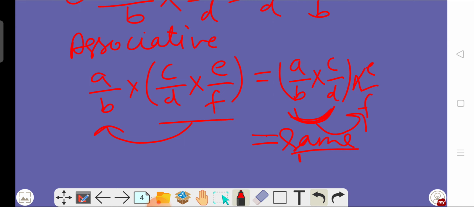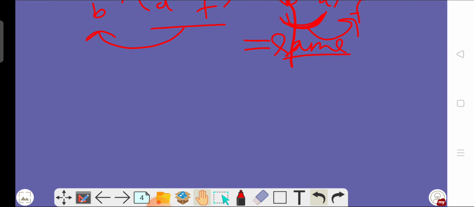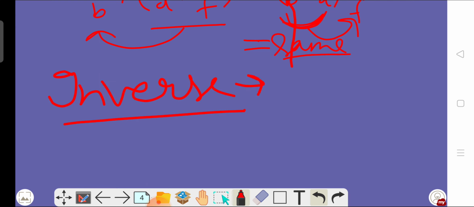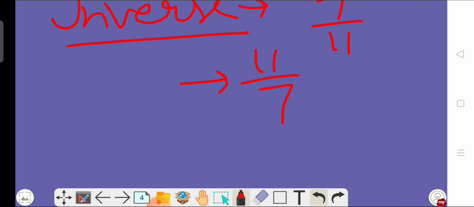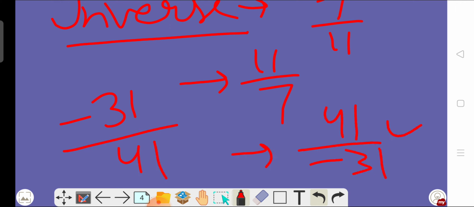Now the next property is inverse. If we have to find the inverse of a rational number, simply as with integers, you have to find the reciprocal of the number. For example, if you have to find the inverse of 7 by 11, then the inverse is 11 by 7, okay. And if you have to find the inverse of minus 31 by 41, the inverse is 41 by minus 31, clear. So this is the inverse of a given rational number.